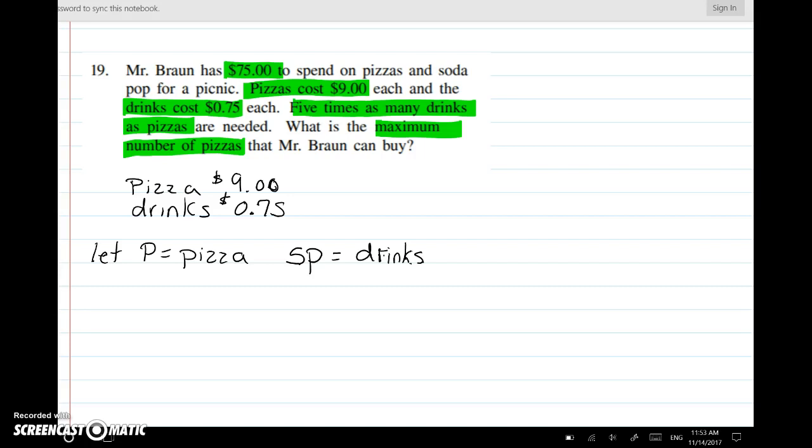Now, go ahead and get an equation. Well, $9 times P is how many pizzas I'm getting, plus 5P times 0.75, because each drink is 75 cents. So if 5P stands for the drinks, I have to do 5P times 0.75. And what is the maximum?